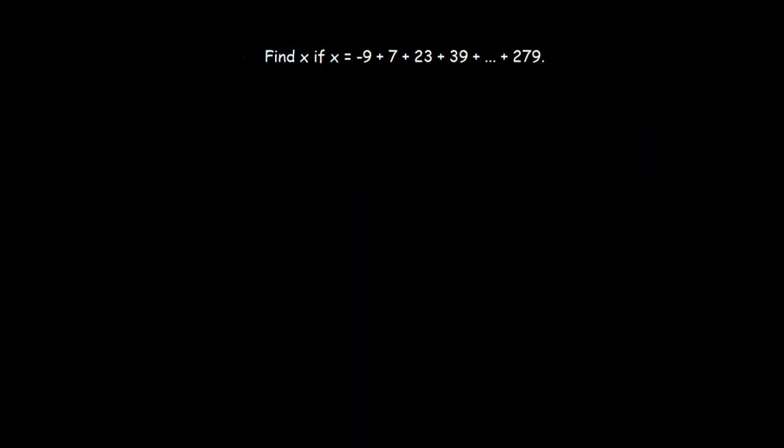Let's look at the example question. Find x if x equals -9 plus 7 plus 23 plus 39 all the way until 279. You may be tempted to go ahead and add up all of these numbers, but I'm going to tell you this is going to be a nightmare, especially in competitions when you are timed.